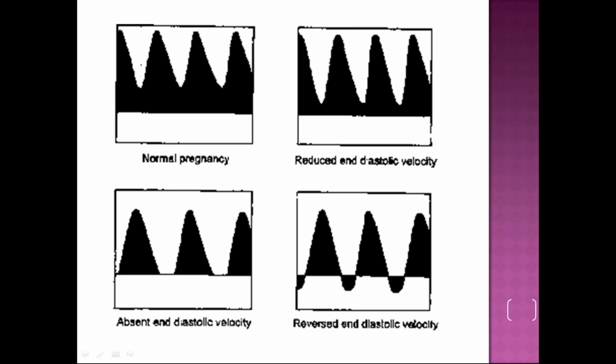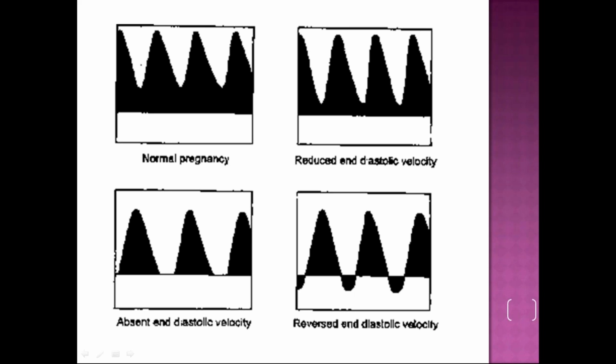This is the picture you have to remember. Normal: in the peak of systole, the blood flow is this, and in diastole also there is flow. You can see the diastolic notch here. So this is normal, good circulation. Here you see systolic is more and diastolic is less, which means the fetus is getting less blood. Compared to here, it is almost half decreased. This is systolic and diastolic.